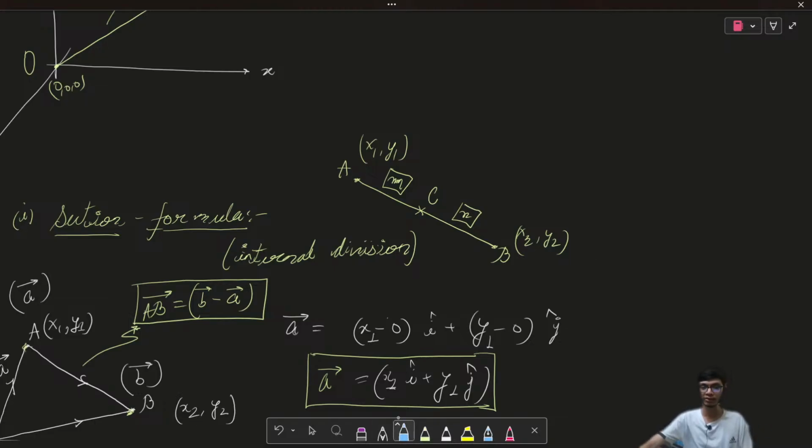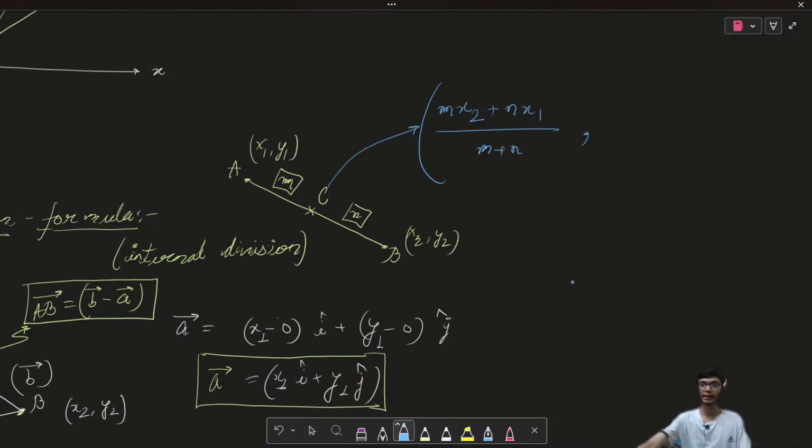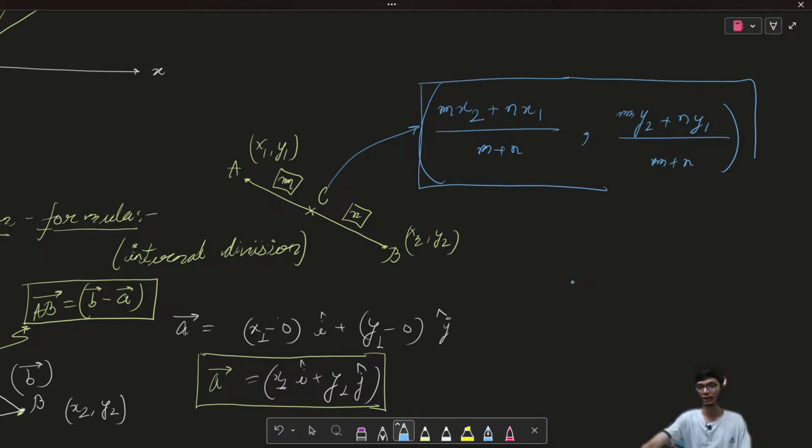So I can easily write this coordinate of C as (m times x2 plus n times x1) divided by m plus n as the x coordinate, and similarly the y coordinate can be written as (m times y2 plus n times y1) upon m plus n. So this will generate the result for the coordinate of point C, which is dividing the line segment AB in the ratio m is to n, right?